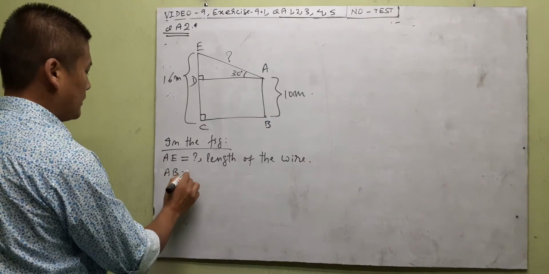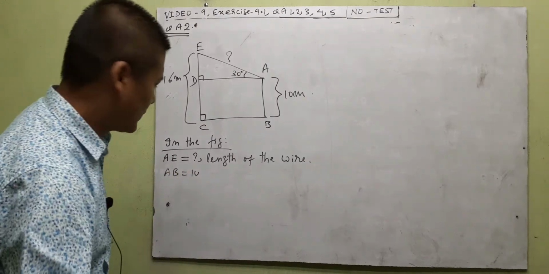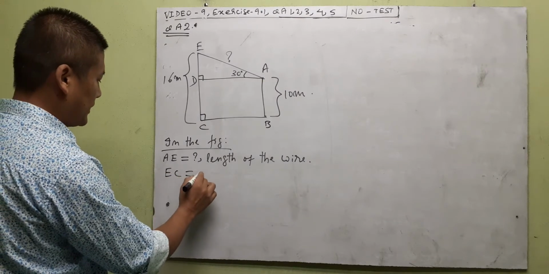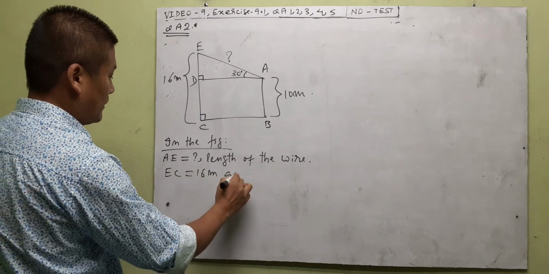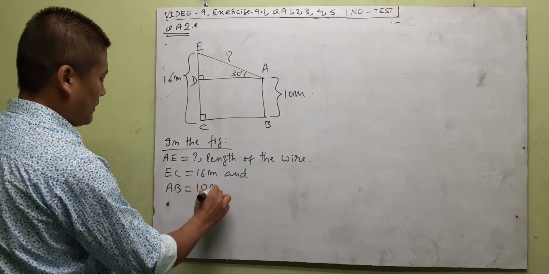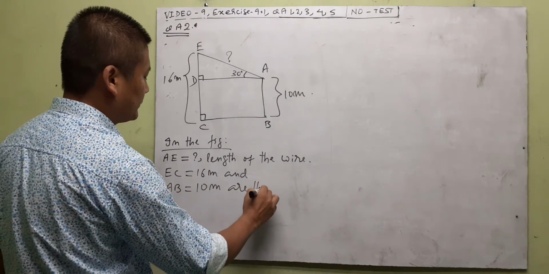Then AB equal to 10. Okay, let's start with the one and the way the question is given. Mentioned 16 first, so EC is 16 meter. And the next one, AB, 10 meter.